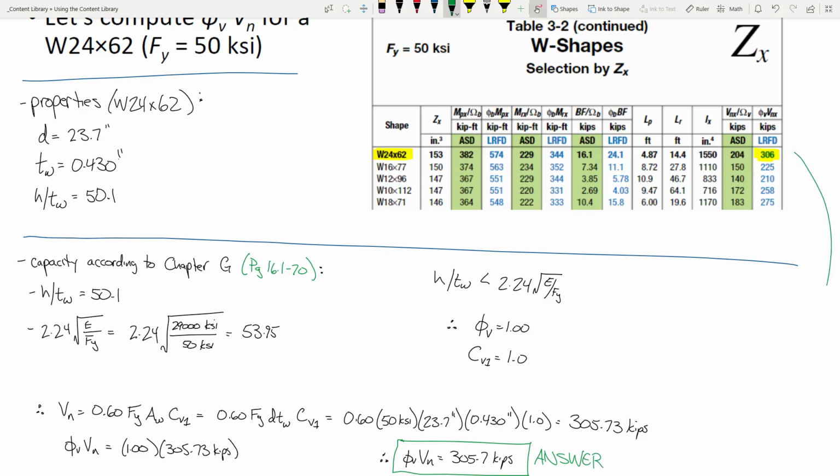And what did the table yield? 306. So now you can see where that's coming from. It's just everything in those tables is rounded to 3 significant digits. So that's where that came from. Pretty simple, right? I mean, it's really all not that complicated.